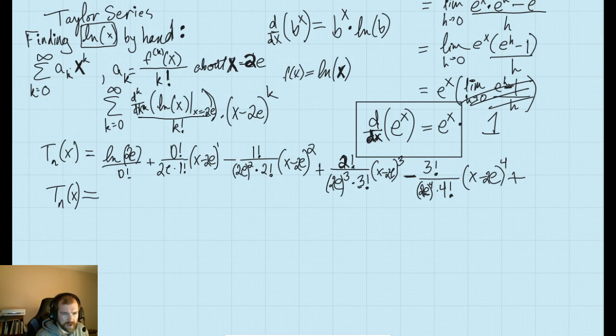Alright, so natural log of 2e. It's going to be the natural log of 2 plus 1. Plus sequence stuff, functional limit stuff up to quadratics. Okay.